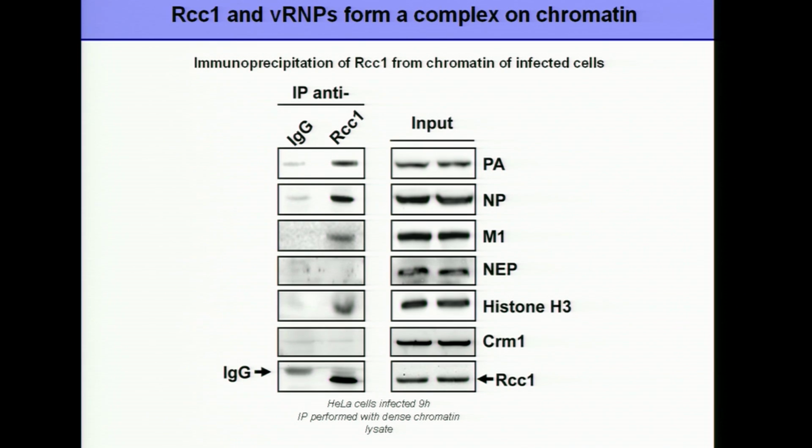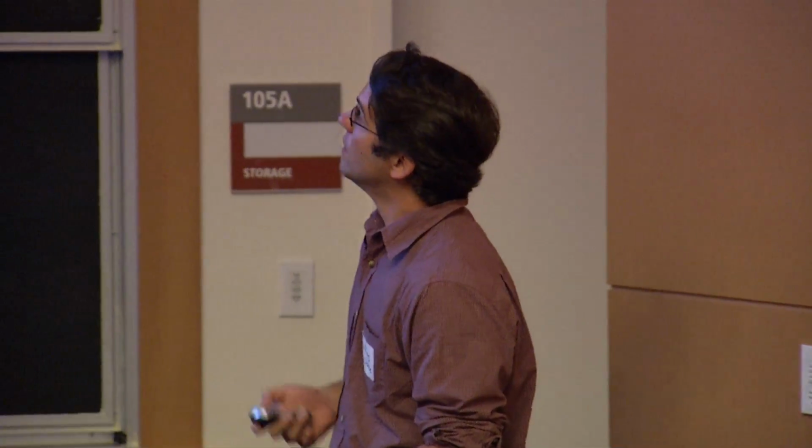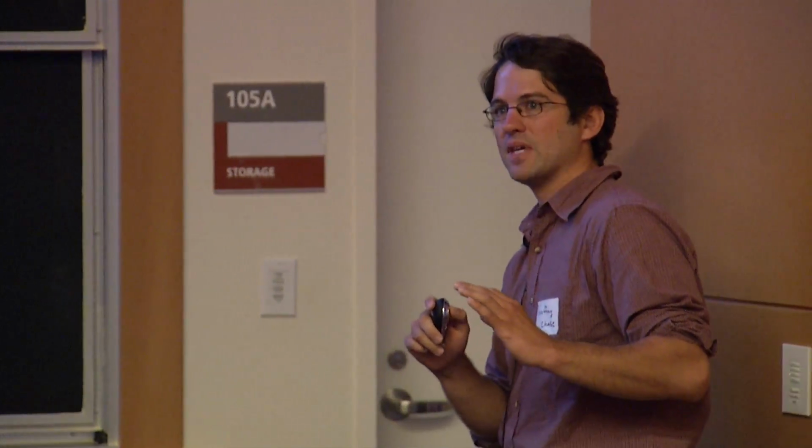We took the chromatin of infected cells and immunoprecipitated RCC1. And in fact, we could co-immunoprecipitate PA, NP, and M1. And NP we weren't able to detect. But based on everything we know about the nature of vRNPs in the cells, the fact that we were able to co-immunoprecipitate these three proteins suggests that this is, in fact, a vRNP export complex, which is physically associated with RCC1.